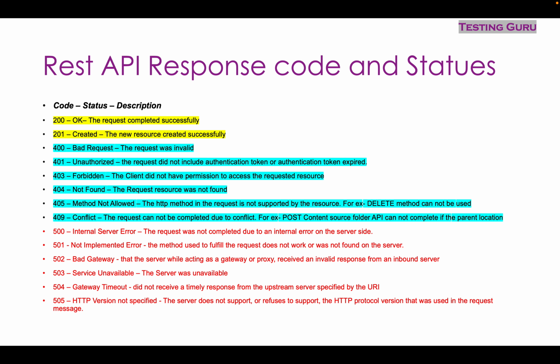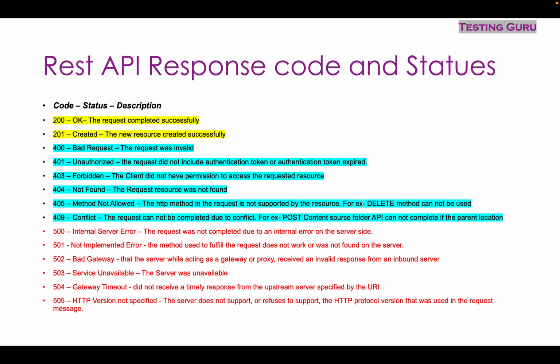For example, post content source folder API is not complete if the parent location is. These conflicts happen when there are both things trying to update the same thing. In that case, a conflict happens, so there we get a 409 error code. And these are all the client side errors.